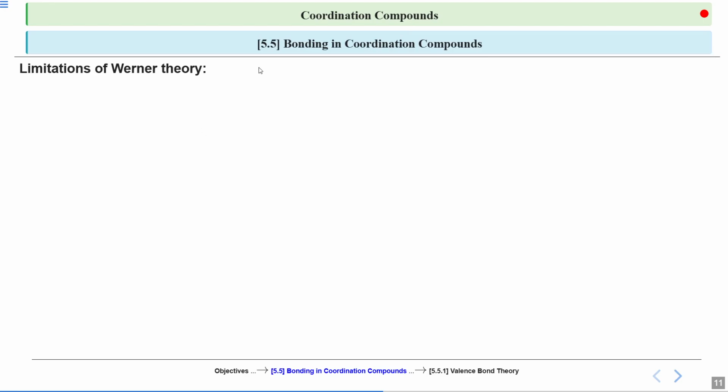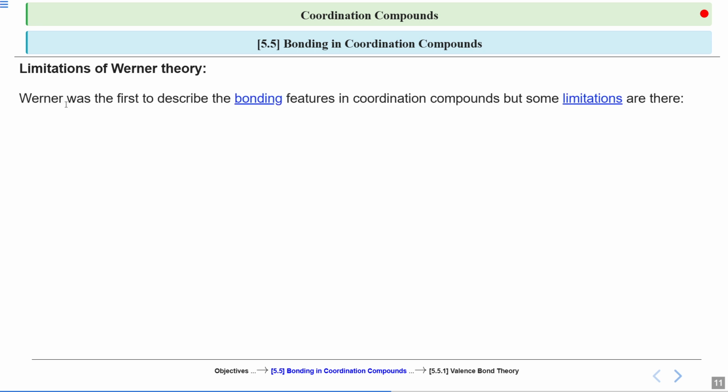Okay, let's see the bonding in the coordination compounds, our section 5.5. So we have covered Werner's theory. Now let's see the limitations of Werner's theory. Werner was the first to describe the bonding features in the coordination compounds, but there are some limitations of the theory given by him.